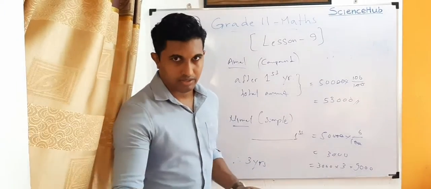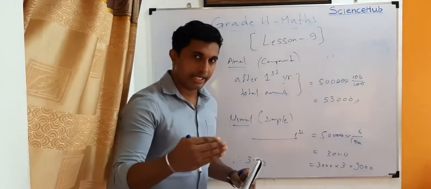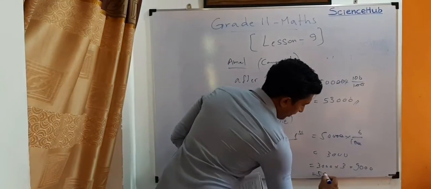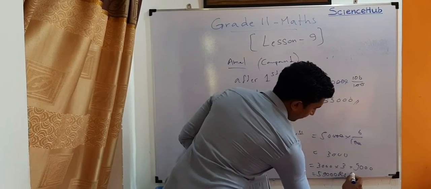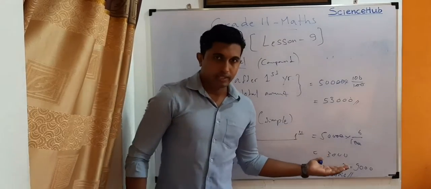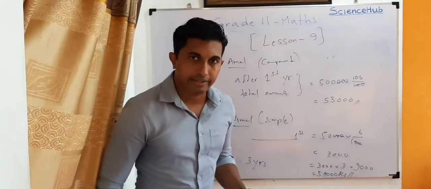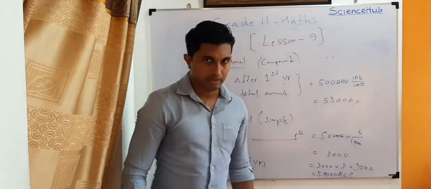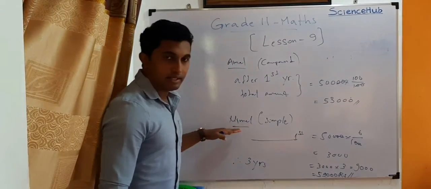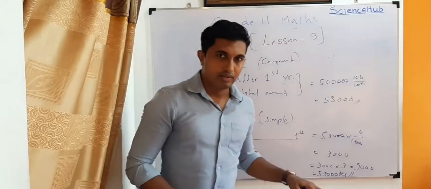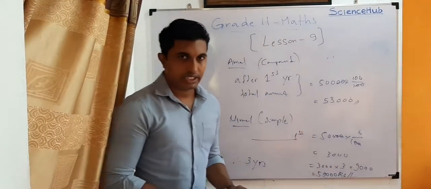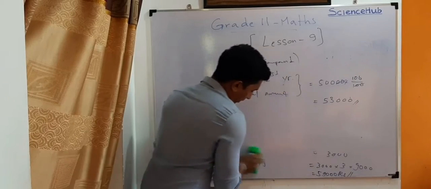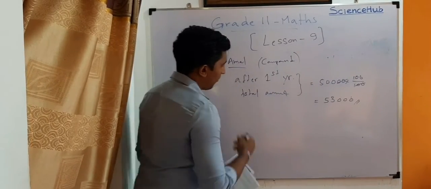Okay, therefore Nimal will get after 3 years, as his total, 59,000 rupees. Right, 50,000 is the capital and 9,000 is the interest, and we can add both the values and we'll get 59,000. Okay, that is the calculation part for Nimal. It is very simple. Okay, now I think you can understand, and we can calculate these things for Amal now.